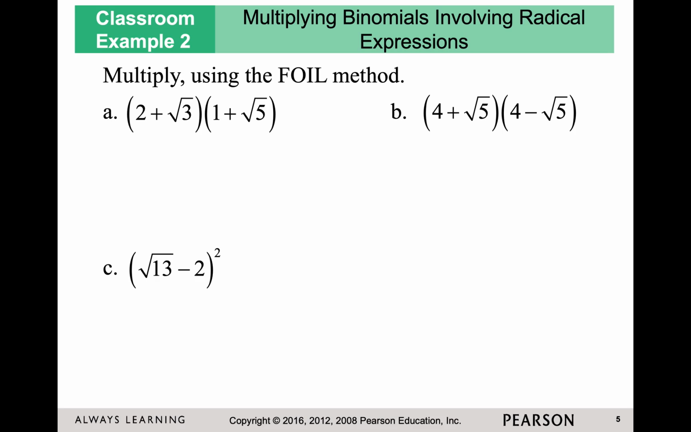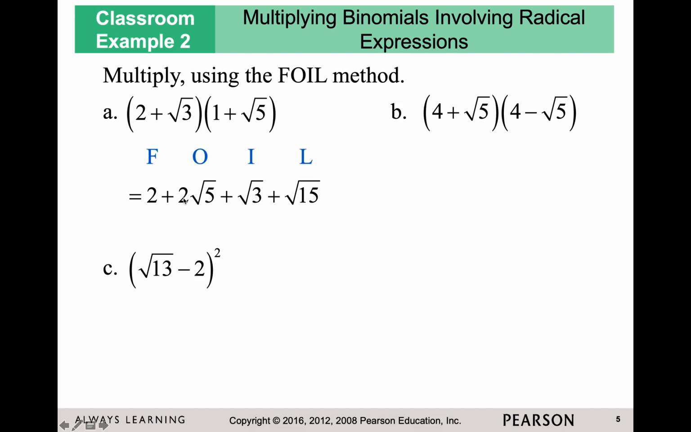Now we can FOIL with radicals. I know, everyone just took a deep breath. So we do first, outer, inner, last. This is a review from what you learned in the elementary algebra class. So the first would be 2 times 1, which is 2. The outer would be the square root of 5 times 2. And we can't combine that because they're different terms.